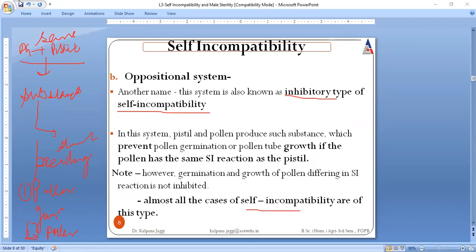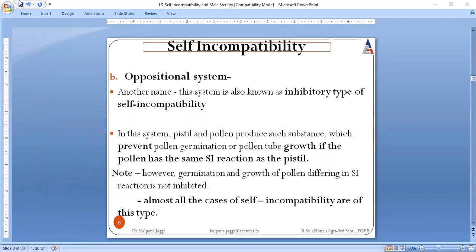So these are the two types that we discussed on the basis of interaction among pollen grain and pistil, right?